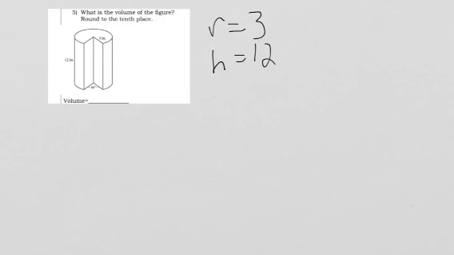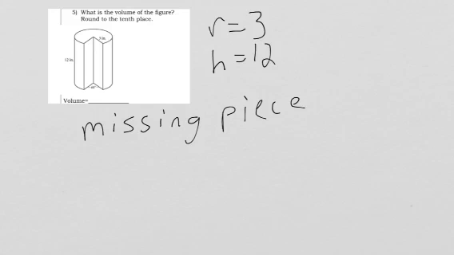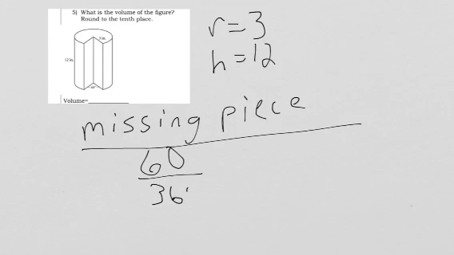The missing piece represents 60 out of 360 of the total cylinder. 360 degrees in the circle, we're missing 60 degrees, so we are missing 1/6 of the entire cylinder.